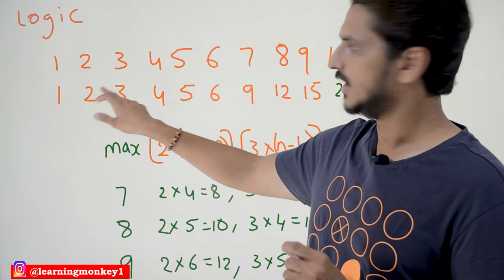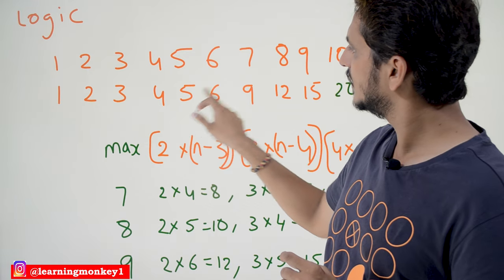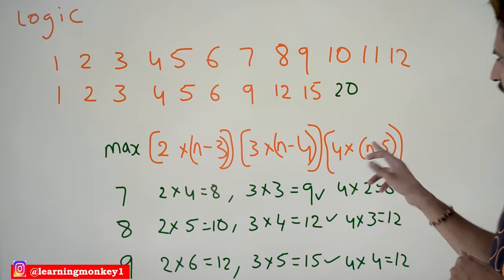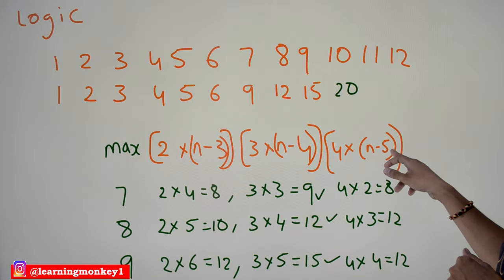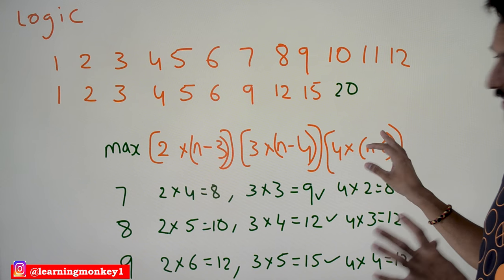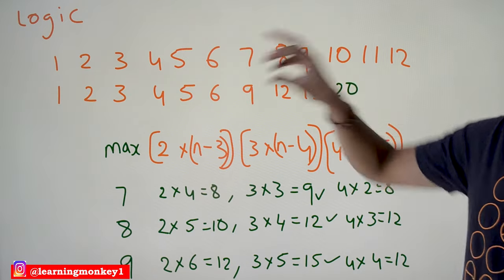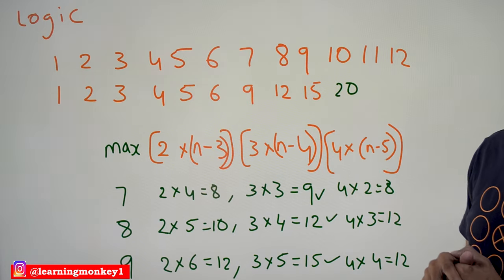2 A's. Select, copy, paste, paste, paste. So n minus 5: 4 multiplied by n minus 5. These are the options. We go 3 steps back, 4 steps back, 5 steps back.